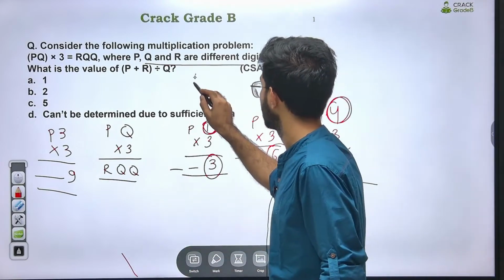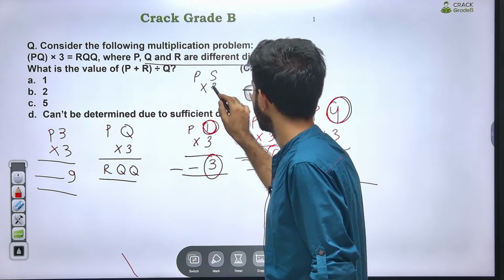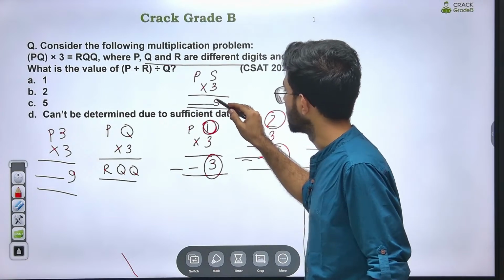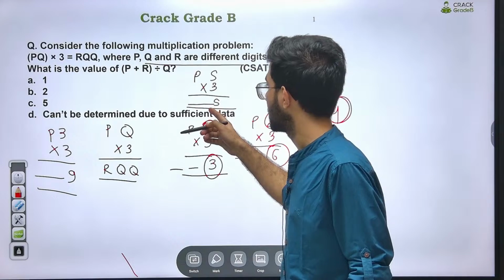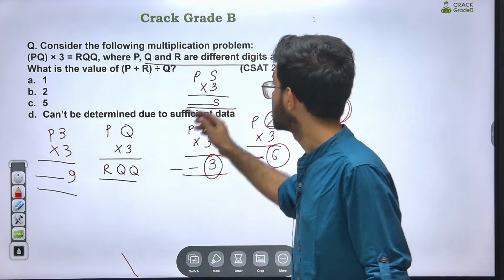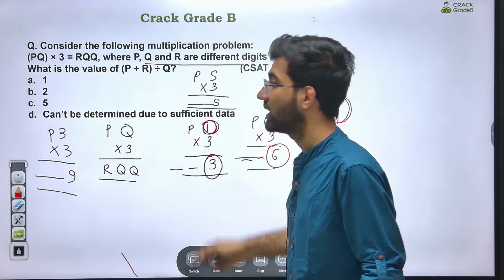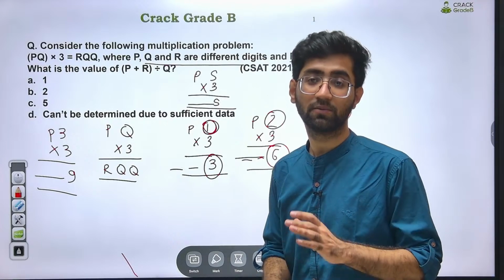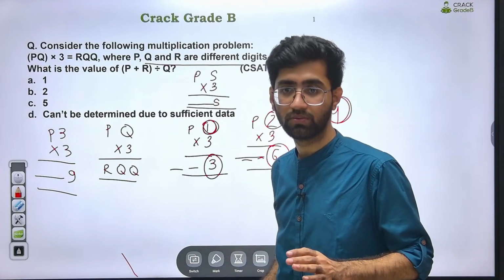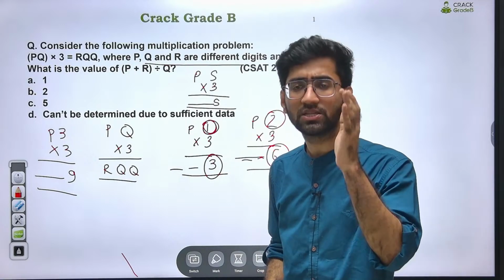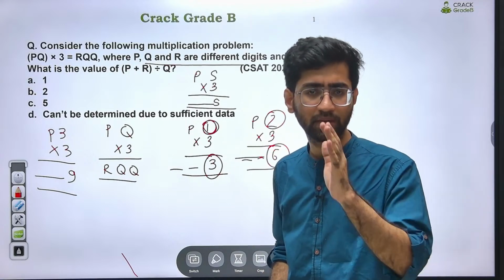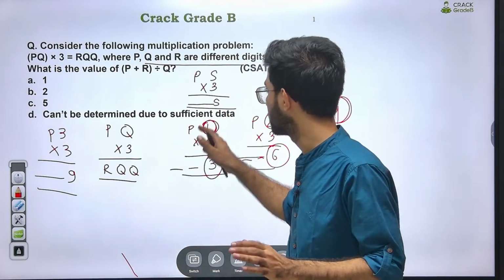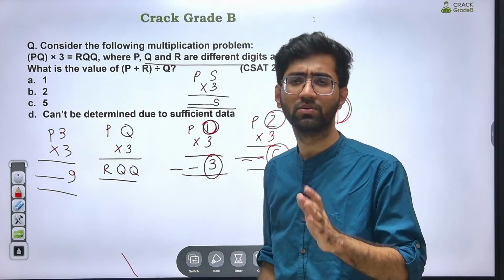Let us check for when Q is 5. 5 into 3 is 15, so you will write 5 at the unit place. If the value of Q is 5 and you multiply by 3, you get Q at the unit place. That means the value of Q can be 5. We will also check Q equal to 6, 7, 8, 9. But now we have observed that the value of Q can be 5.